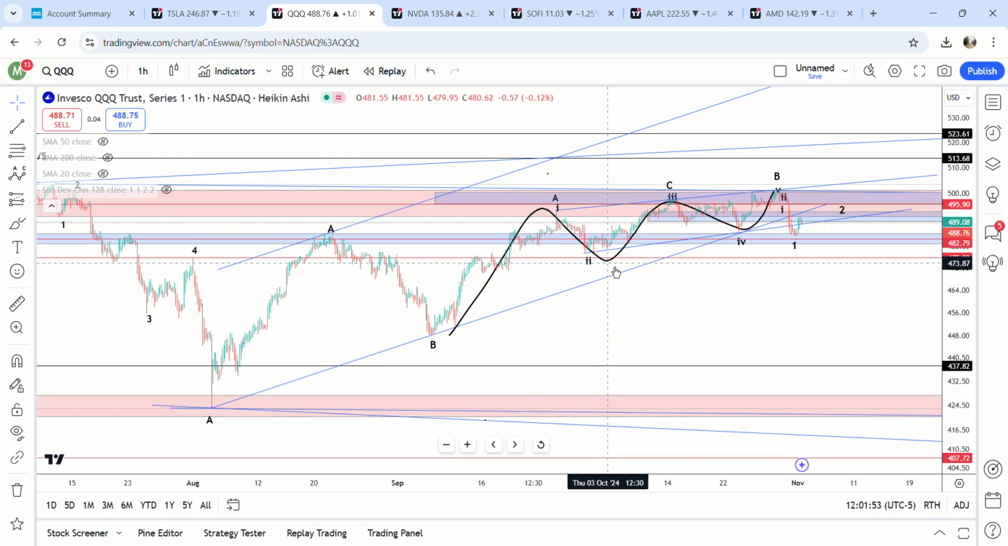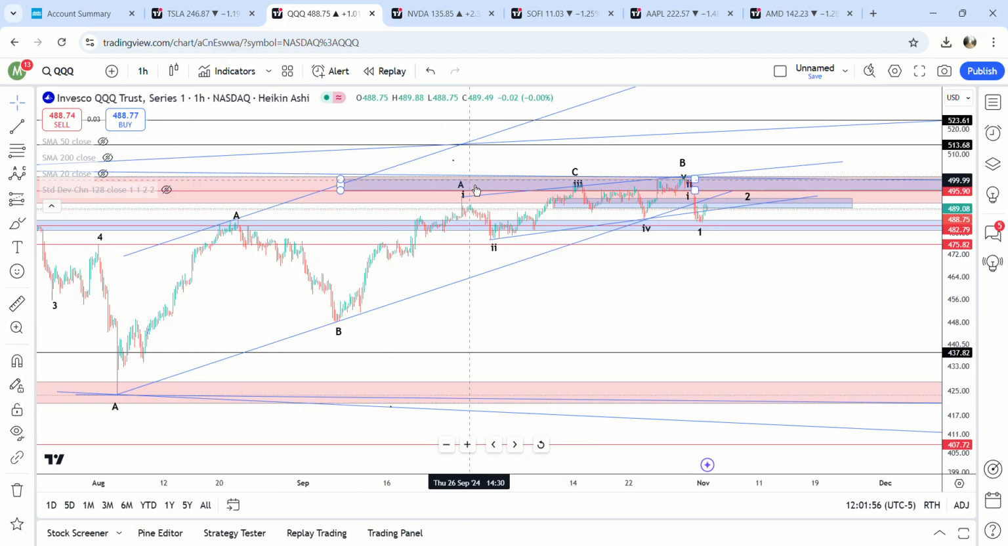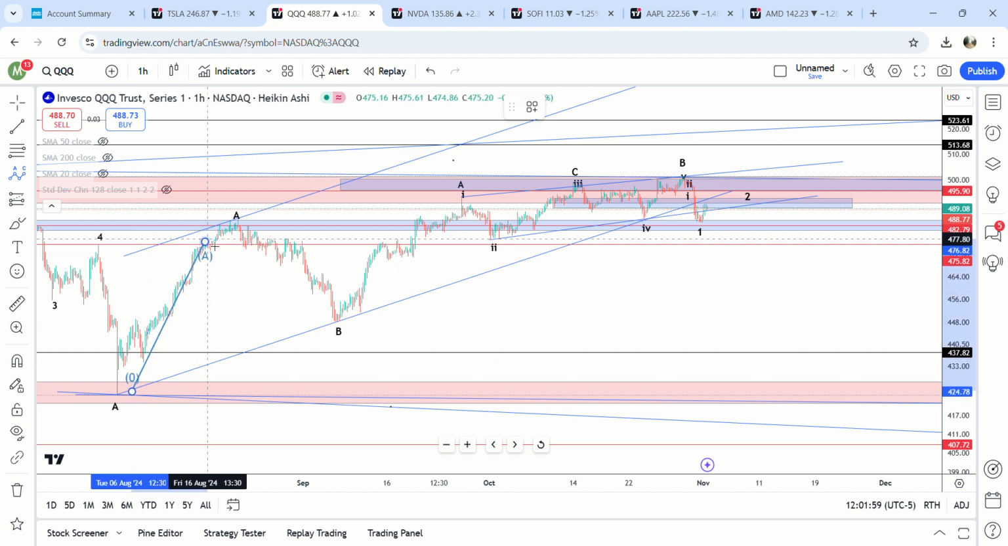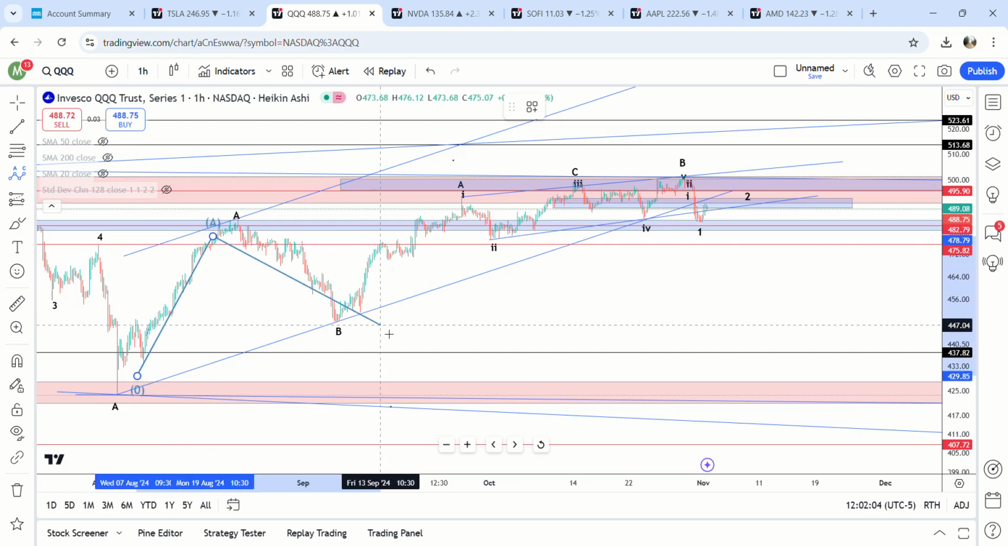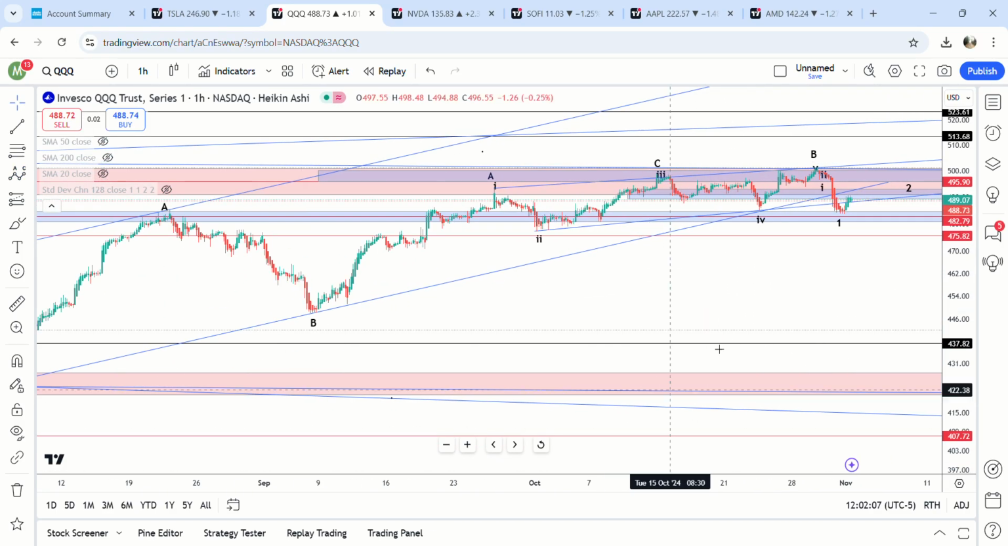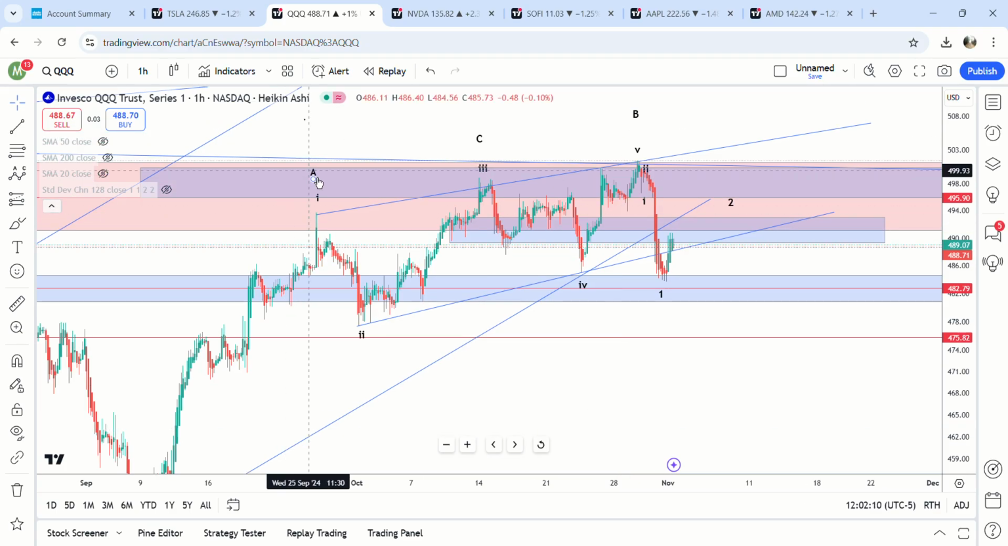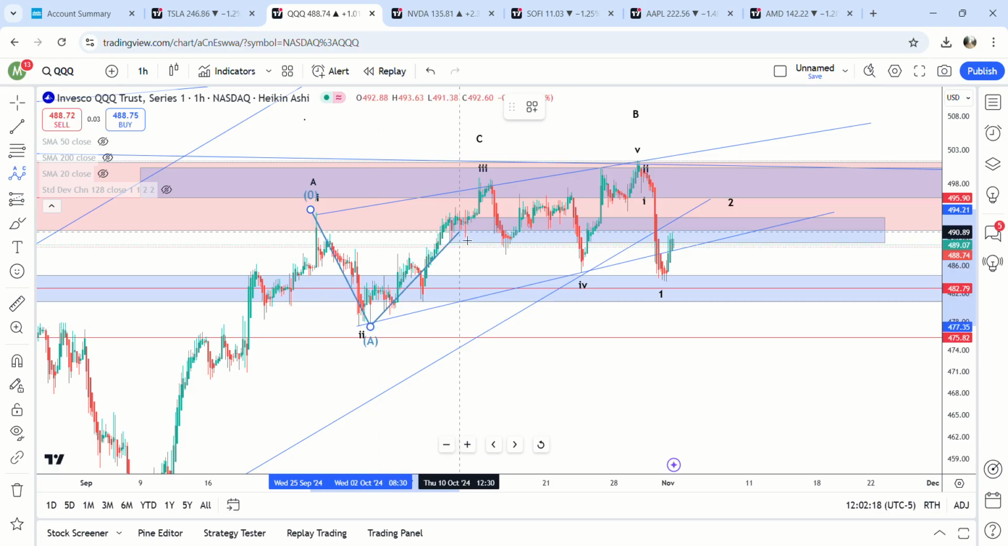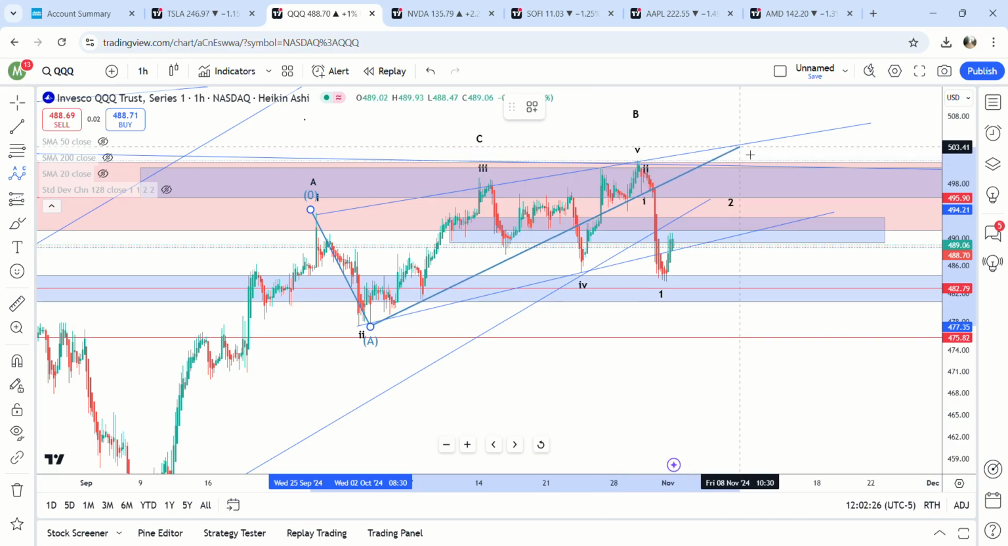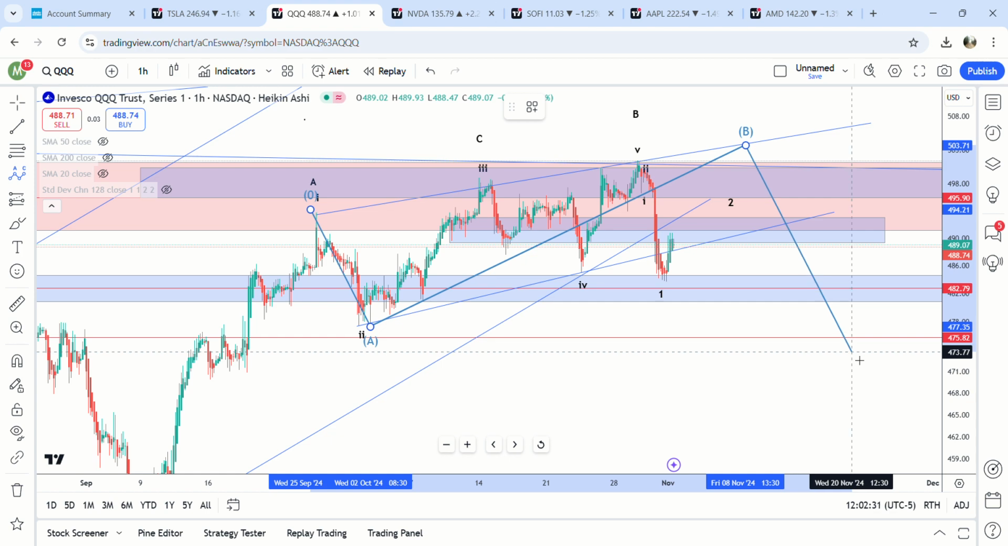I'm going to give you an alt count now. The alt count is, this was the A wave right here. So A, B, C. And we're currently in a B wave. So up here is the overall A wave. This would be A down. And then this would be potentially the B wave right here, but I think it has one more move up. And then we drop like this.